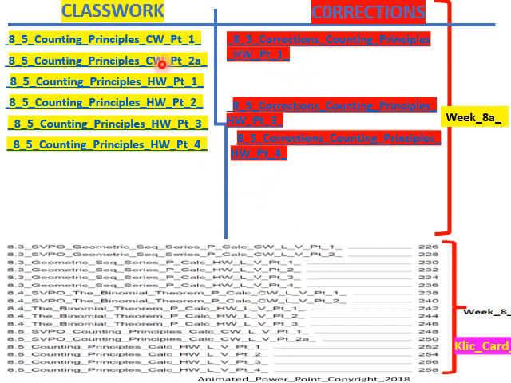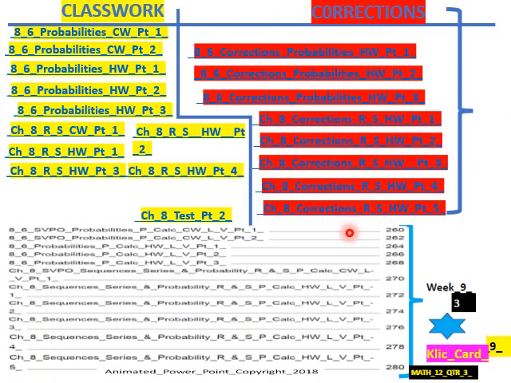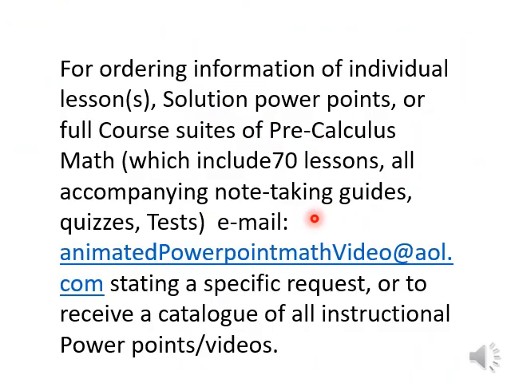And so anyway, 8.5 counting principles for week 8. And then I do believe this is week 9, and we finish up 8.6 probabilities. Here's your corrections over here. Then you have your review and summary. Chapter 8 test is here as well. And I think it goes into, no, that's it.